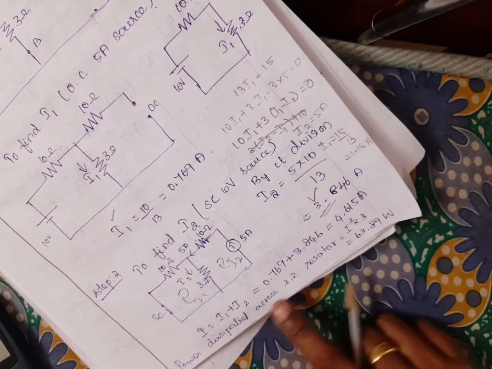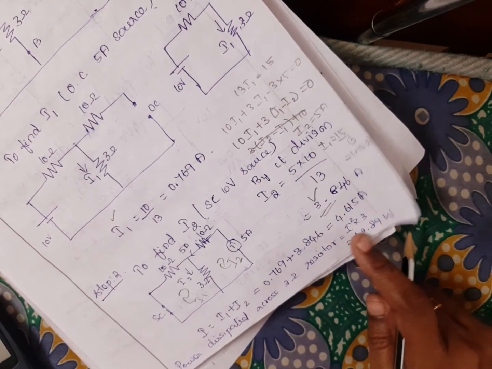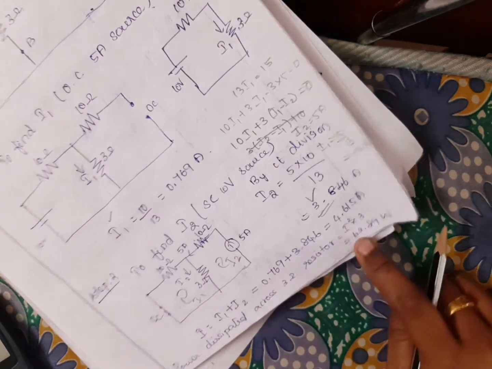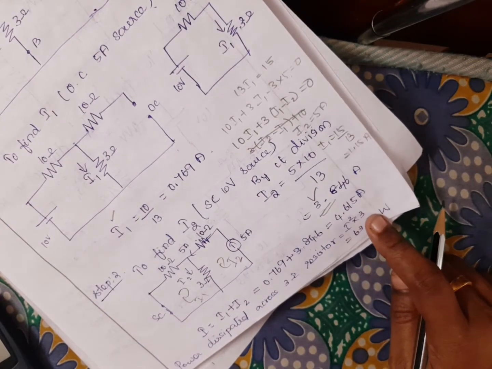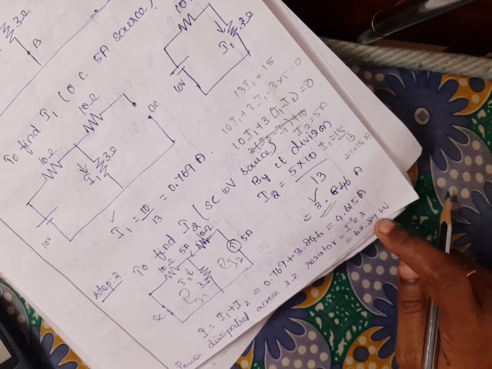Okay, so next they have asked to find the power dissipated across the 3 ohm resistor. So what is the formula? I squared R. So in the 3 ohm resistor, we have found the I value, multiply by 3, and what is the answer? 63.89 watt.